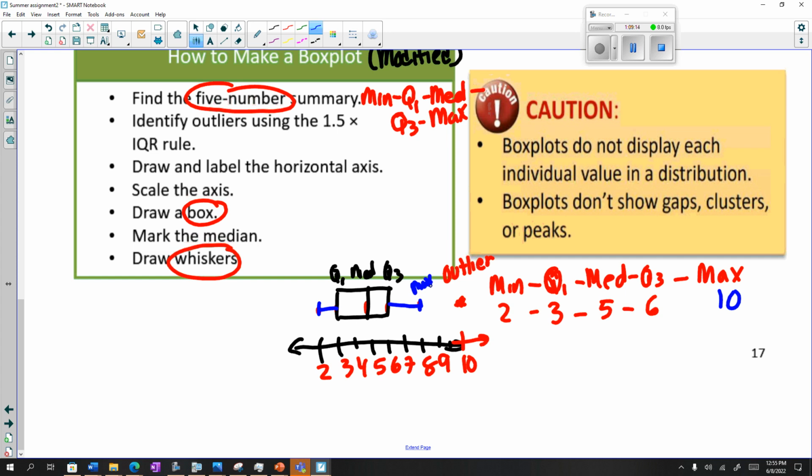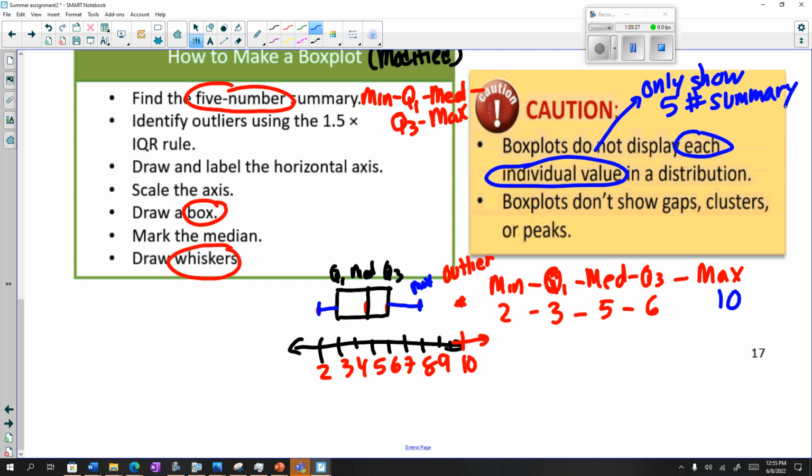Also note, box plots don't actually show individual values. They only show the 5-number summary. And this is important because we don't actually know how many points are in the data set by looking at a box plot. Whereas with a dot plot or a stem plot, we'll see every single observation in the data set. With a box plot, we're only going to see the 5-number summary and any outliers. We also don't see gaps or clusters at all or peaks. So we don't actually know what it would look like as a histogram. We just kind of know the 5-number summary. But it's kind of good.